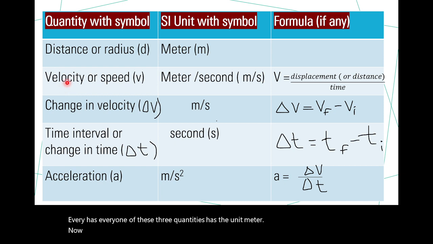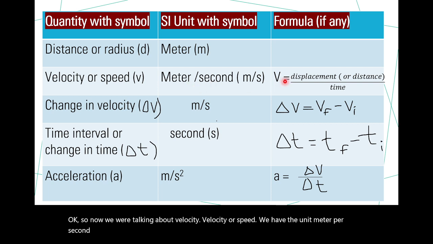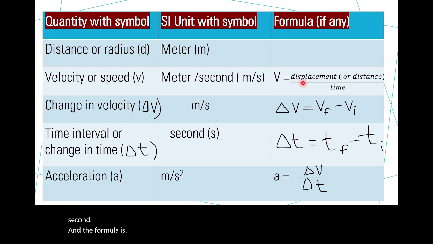Now next is velocity or speed. We use the letter V for this, and the letter R for radius. Okay, so now we were talking about velocity or speed. We have the unit meter per second, and the formula is, if it is velocity, displacement divided by time. If it is speed, distance divided by time.